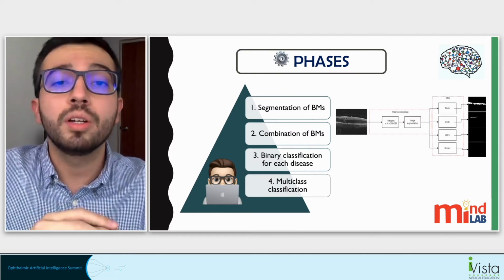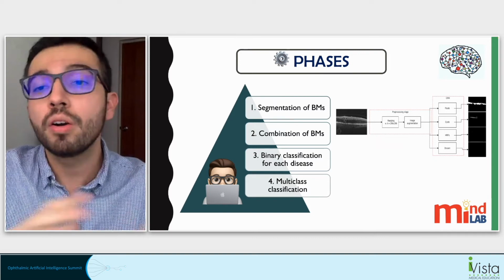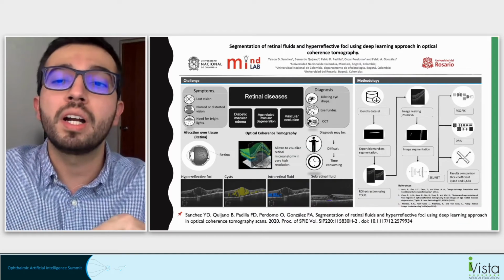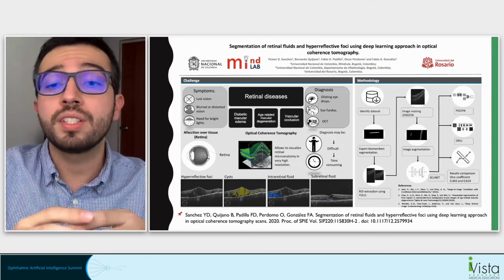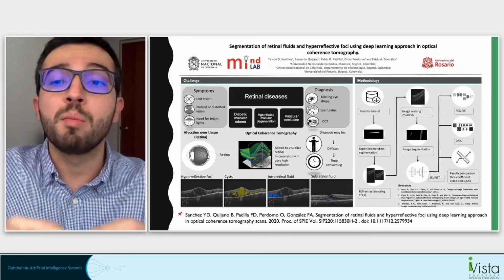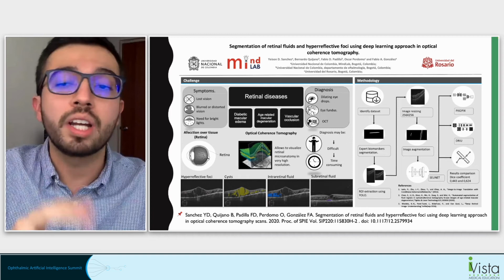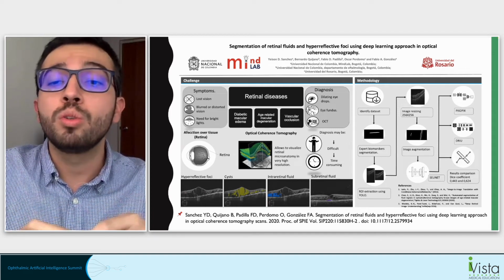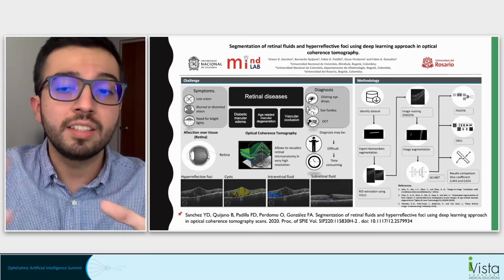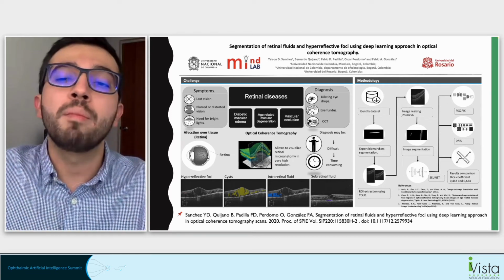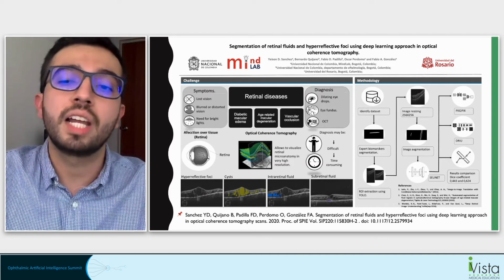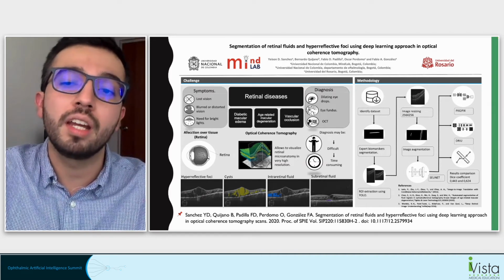So our model was developed by following 4 consecutive phases. The first one was the segmentation of biomarkers. It was a process that included the manual segmentation by the 2 expert ophthalmologists, and of course the training of the model in order to recognize, identify the proper biomarkers by the use of convolutional neural networks like SEUnet, Pix2Pix, and ResUnet.